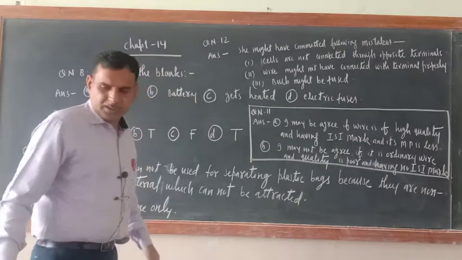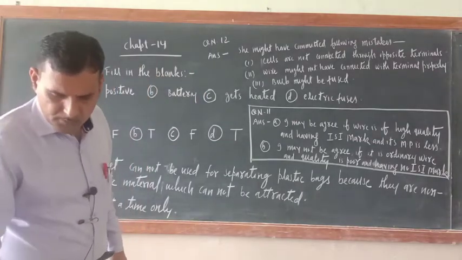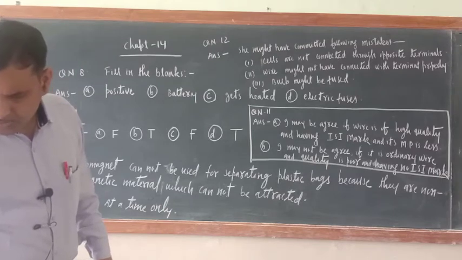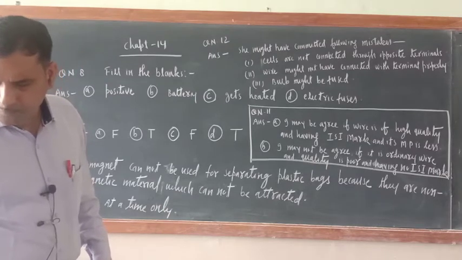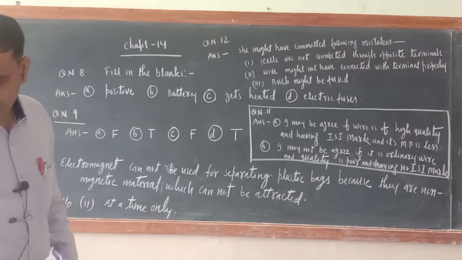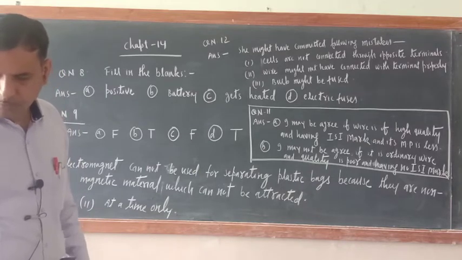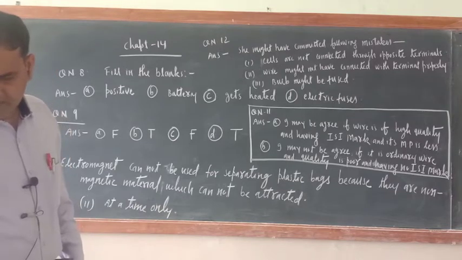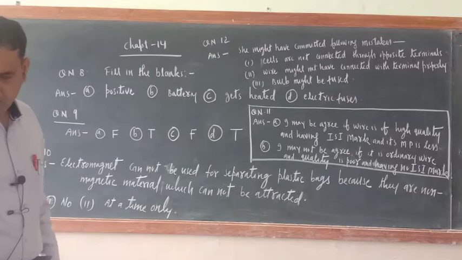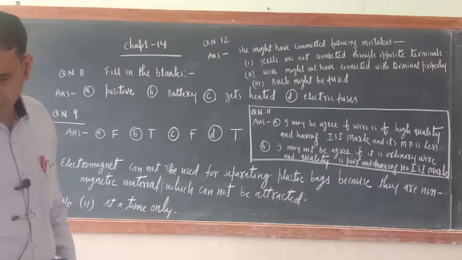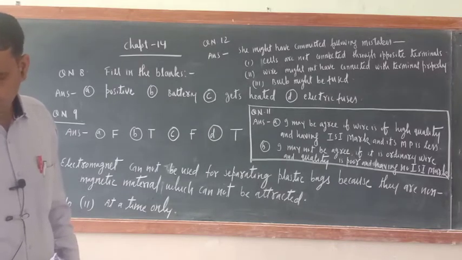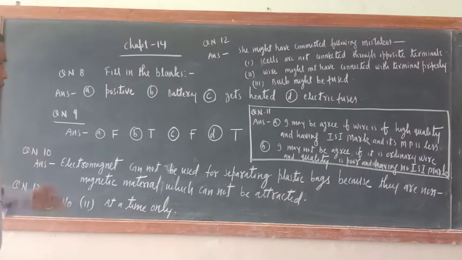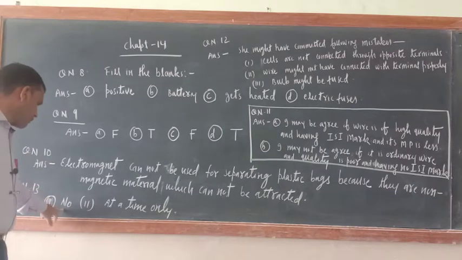Okay, now question number 13. In the circuit shown in figure 14.25, you just see the circuit in 14.25. Just see here, A, B, C, three bulbs are there and the switch is in the off position. So the first question is, would any of the bulbs glow when the switch is in the off position? No bulb will glow. So I wrote here no.